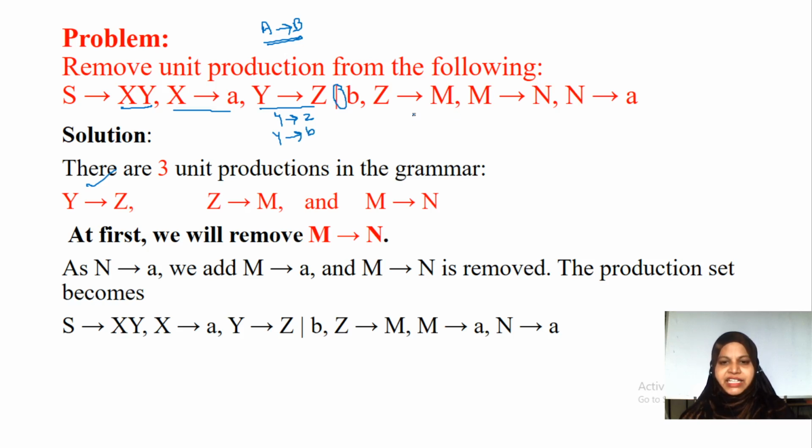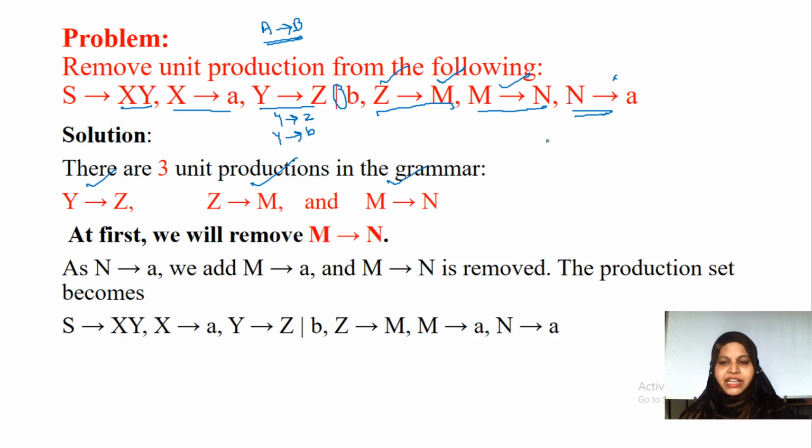Next is Z tends to M. Here Z is a variable and M is a variable, so this is also a unit production. M tends to N is also a unit production. N tends to a is not a unit production. So we have three unit productions.